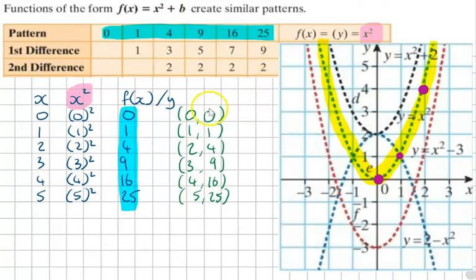So then plotting our points on a graph, we have 0, 0. So that's the point on the origin. We have 1, 1, 2, 4. We don't have space to put in 3, 9, but it would be up here. So you can see that the yellow highlighted U-shaped graph is our function. So this is the function of f of x equals x squared or y is equal to x squared.